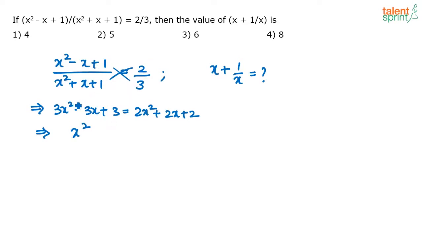You're able to follow? 3x squared minus 2x squared will give you x squared. Minus 3x minus 2x is minus 5x. And then plus 3 minus 2 is plus 1 equals 0. So what we have finally got is x squared minus 5x plus 1 equals 0. Now, he is asking us to find out x plus 1 by x equals what?